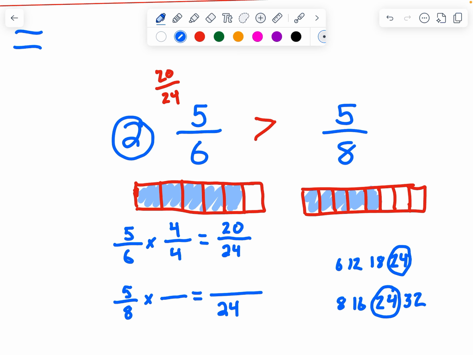Now let's look at this. 8 times what equals 24? Well, 8 times 3 is 24, which means this must be 3/3 so that we get an equivalent. 5 times 3 is 15. So we've just proven that 5/8 is equal to 15 24ths. So what's bigger, 20 24ths or 15 24ths? Well, they're the same number of pieces, so 20 24ths is bigger. 5/6 is 20 24ths. 5/8 is 15 24ths. So for that reason, 5/6 is bigger than 5/8. Made 2 different strategies. All right, let's try the third one.